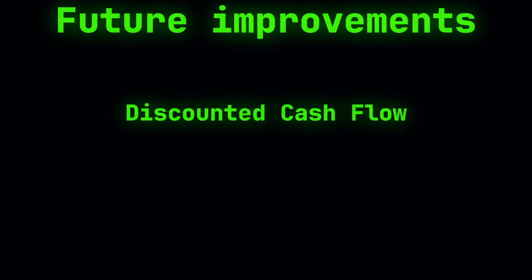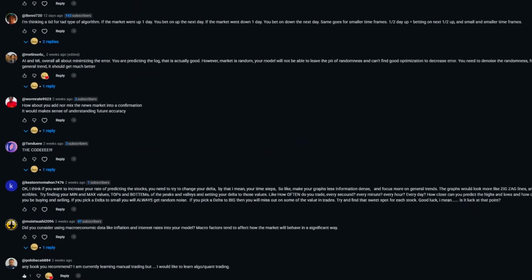And in the next video, I plan to implement a discounted cash flow model, which we can use in parallel with the Graham model to hypothetically increase our accuracy. Now, moving forward, we will continue to make iterative improvements to this code based on your suggestions. So if you can think of something, please leave a comment below.